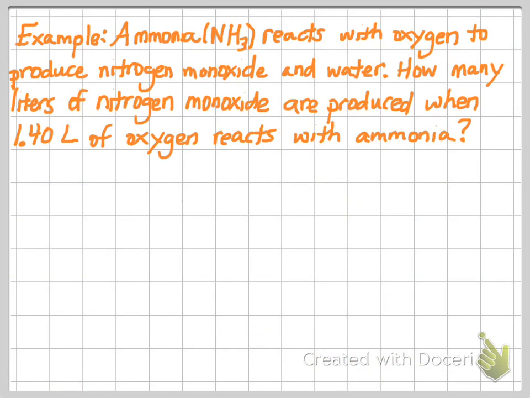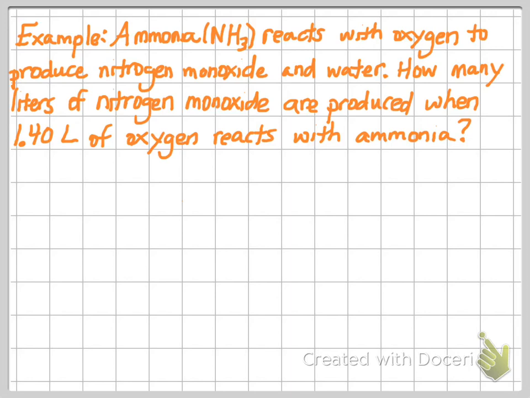So we're going to take a look at an example. Our example is that ammonia reacts with oxygen to produce nitrogen monoxide and water. How many liters of nitrogen monoxide are produced when 1.40 liters of oxygen reacts with ammonia? The first thing that you should notice is that we don't have that balanced chemical equation. So I'd encourage you to pause the video for a few minutes while you work to write and balance that chemical equation.